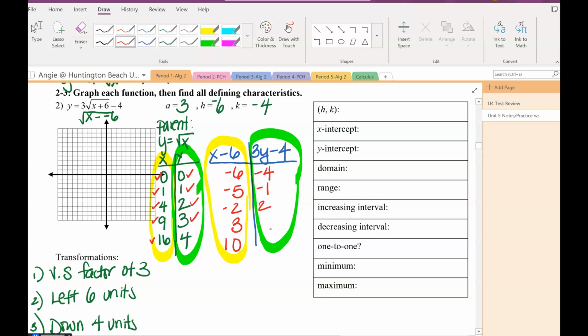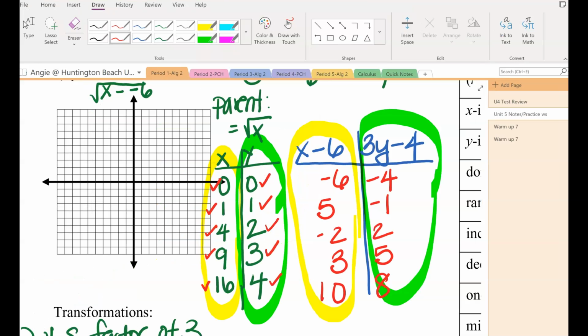3 times 3 is 9. 9 minus 4 is going to be 5. 4 times 3 is 12. 12 minus 4 is now 8. So now that we have our table here, let's plot.